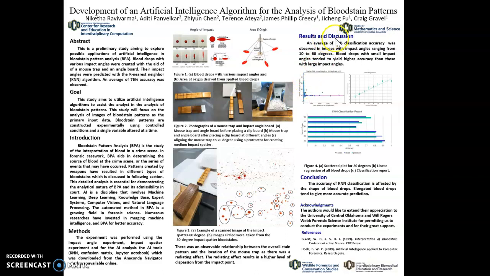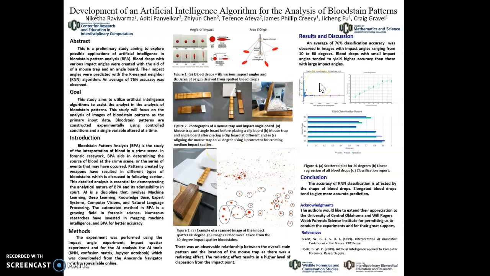But I redid result and discussion. I redid the conclusion. There isn't much space for me, but I did what I could. For this part, I replaced that table with the explanation of angle of impact and area of origin. I think they help the audience to understand what we're trying to do.